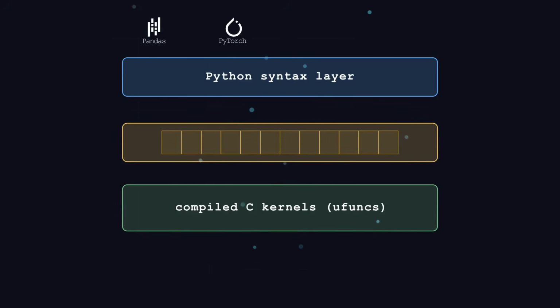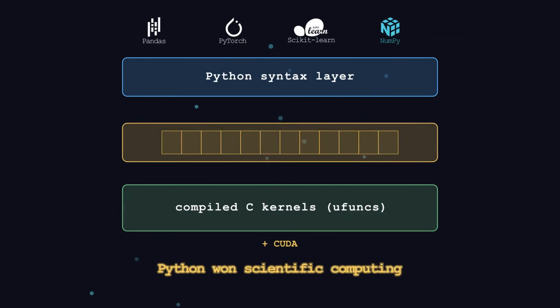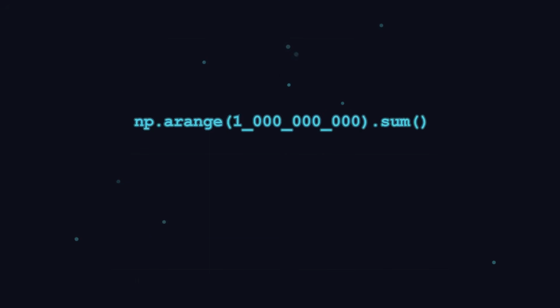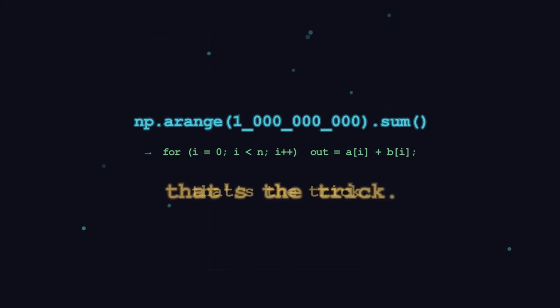PyTorch tensors follow the same playbook. A block of bytes, compiled kernels, C, or CUDA underneath. Scikit-learn, models wrap NumPy arrays with C kernels on top. This is why Python won scientific computing. It never had to be fast. The loops Python can't run, Python doesn't run. It hands the bytes to C and waits. 1 line of Python, 1 C loop underneath. That's the trick.